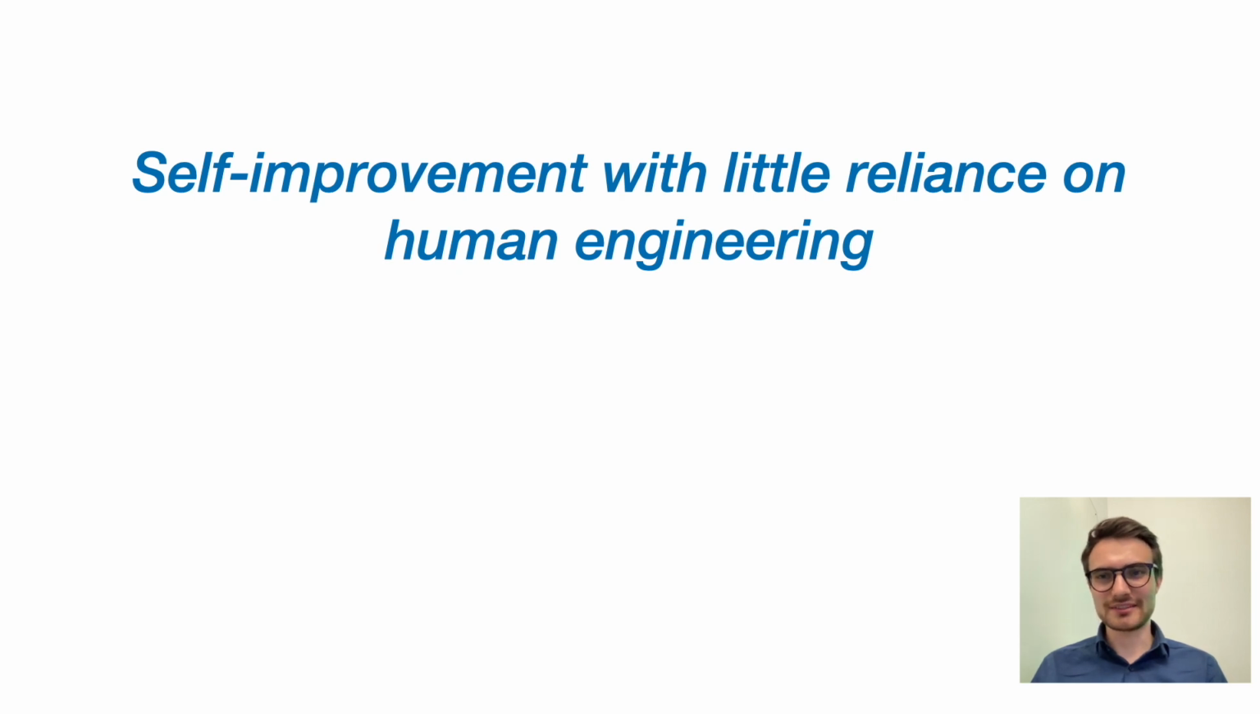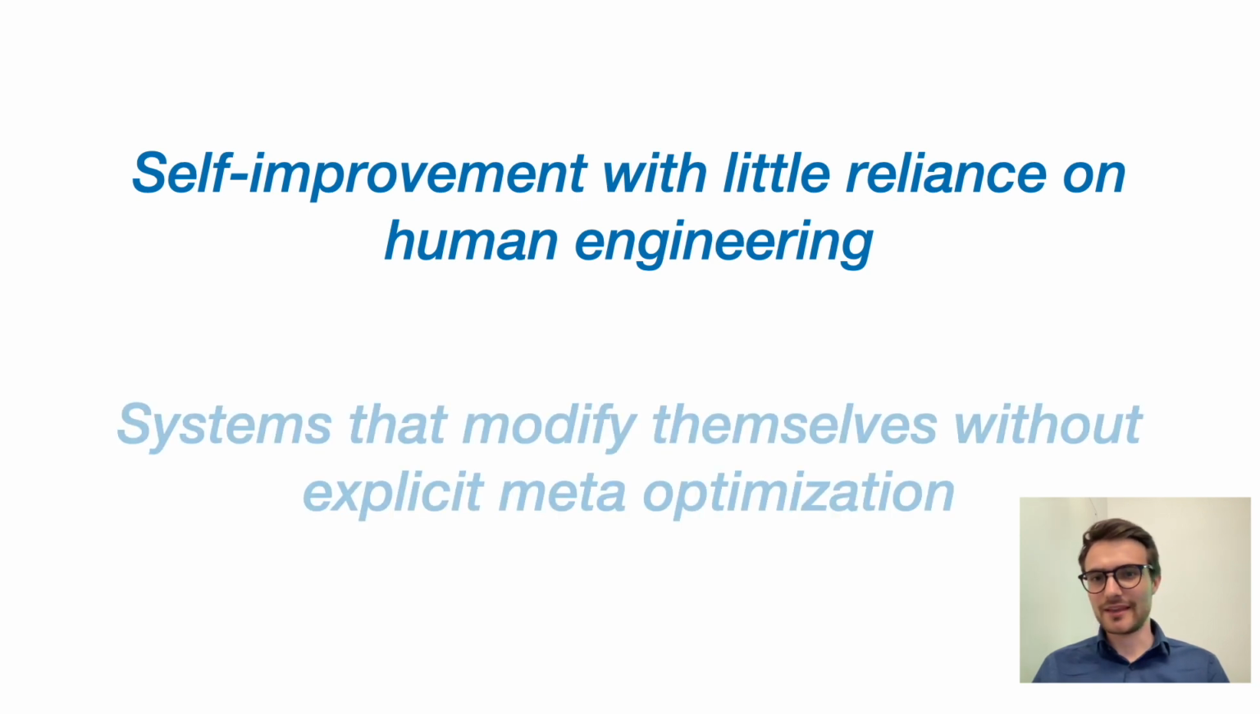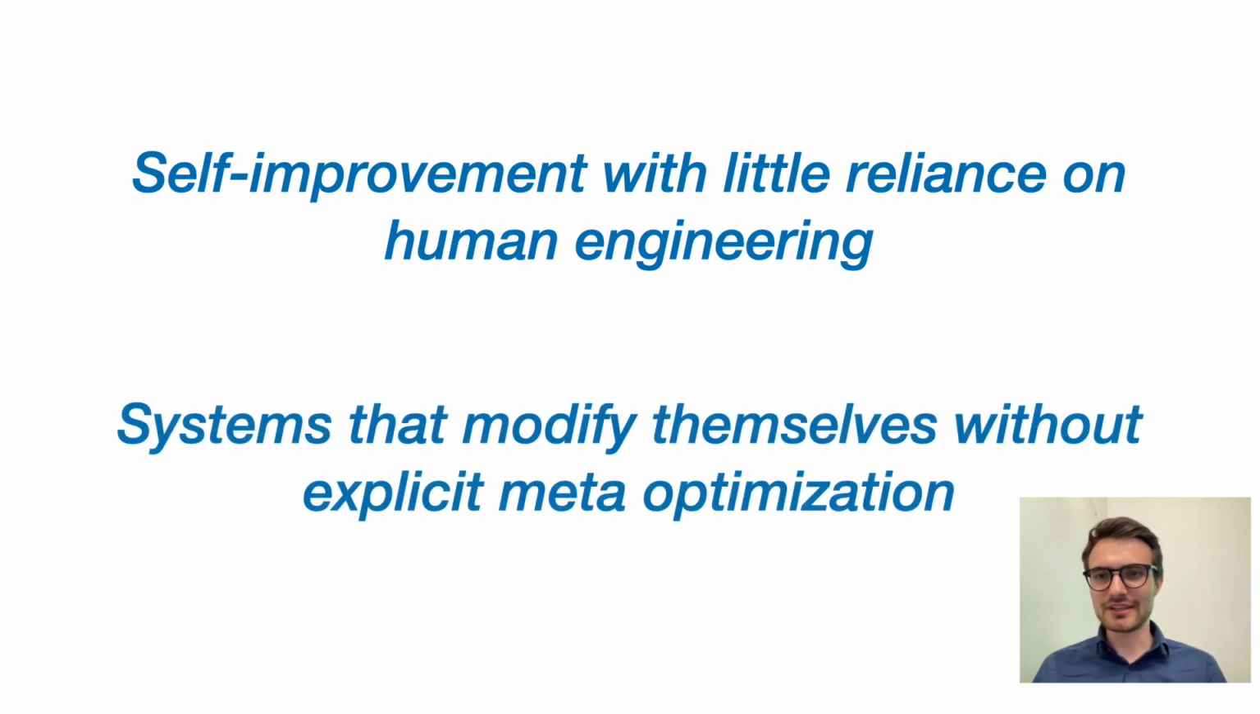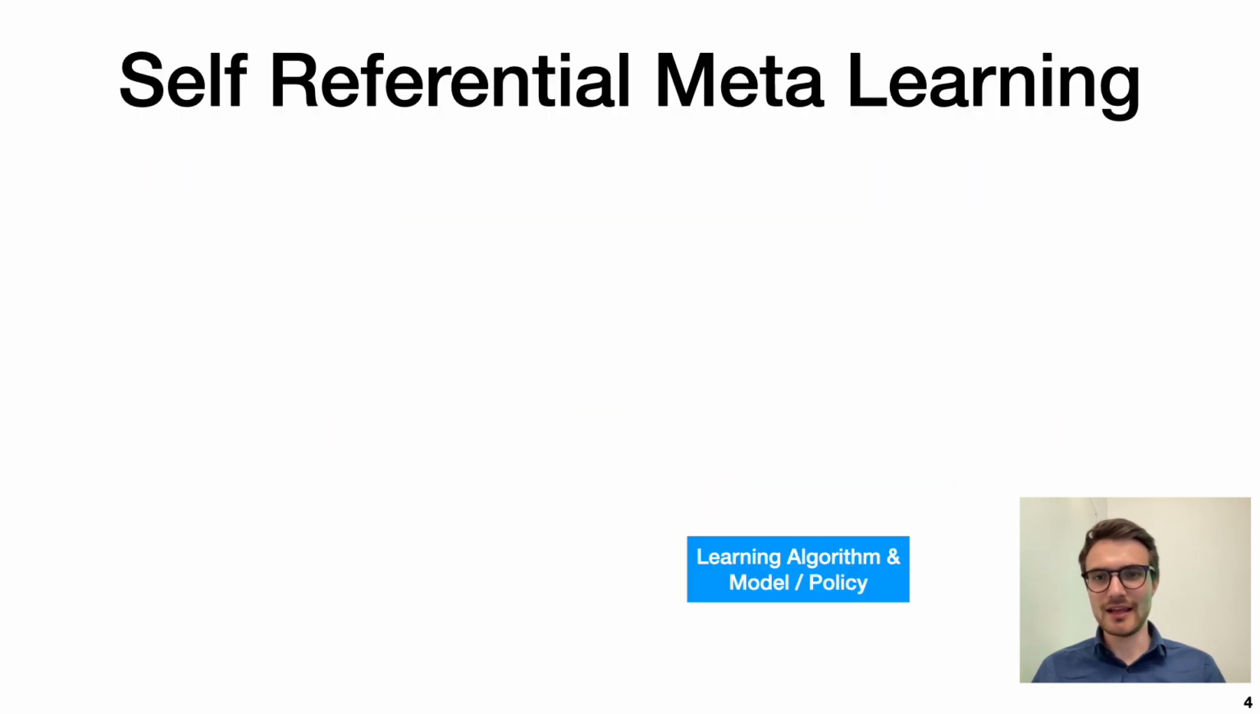Ultimately, we seek a process of self-improvement that reduces our reliance on human engineering to the largest extent possible. In the best case, we don't need any fixed scheme of how to perform meta-optimization. But how can we avoid that while still guaranteeing improvement of the model? This is the question we investigate in this paper. Self-referential meta-learning answers some of these questions.